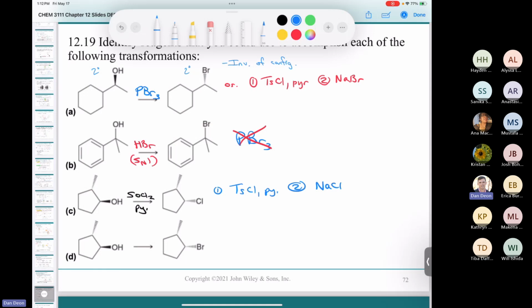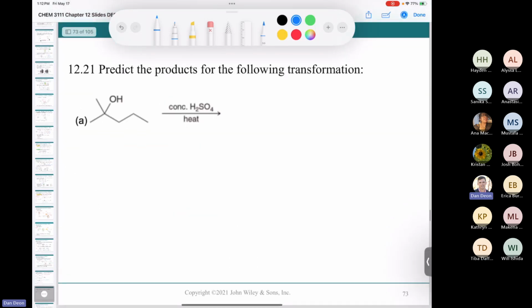Okay, and so for the last one, we want to take a secondary alcohol and convert it into a secondary alkyl halide. We're getting inversion of configuration. It's actually just a repeat of the first one. And so the best option there would be to use phosphorus tribromide, like that. All right, there you go. So down the hatch. All right, let's try this one here.